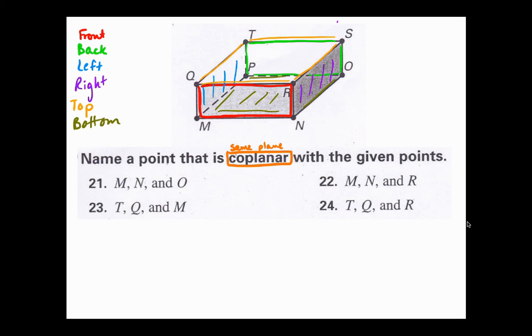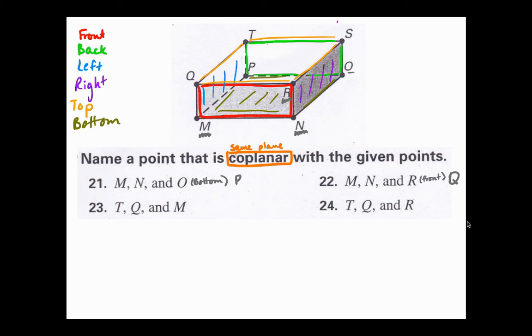This is a matter of locating which plane our points are on. So when we look at the first question, we have M, N, and O. These are all on the bottom. So our third corner on the bottom is point P, is our fourth corner. The next one, we're going with M, N, and R. So this is the front, and our fourth corner of the front is Q.